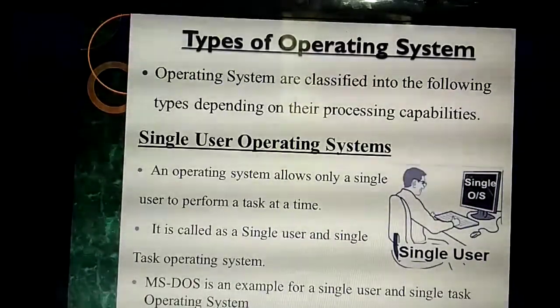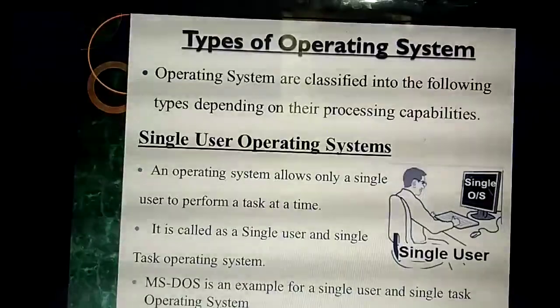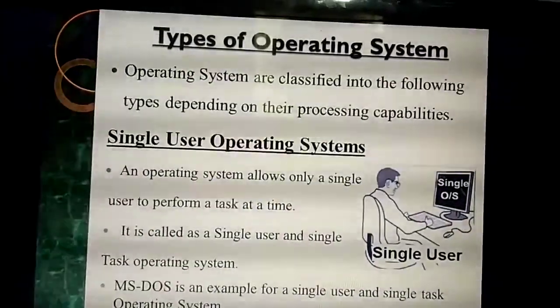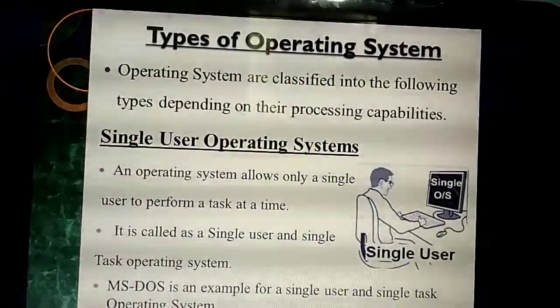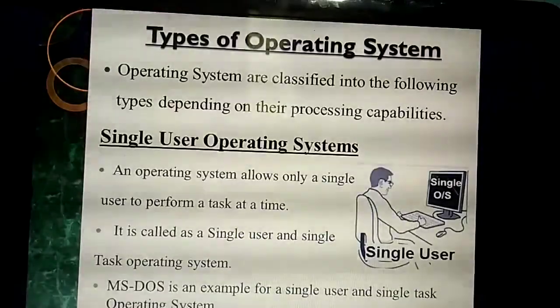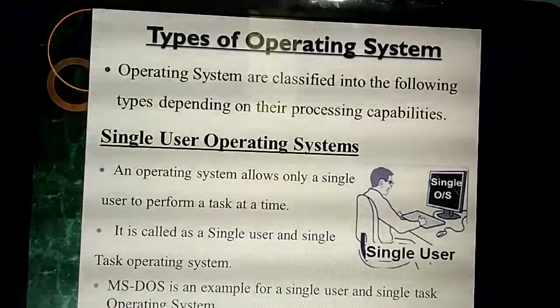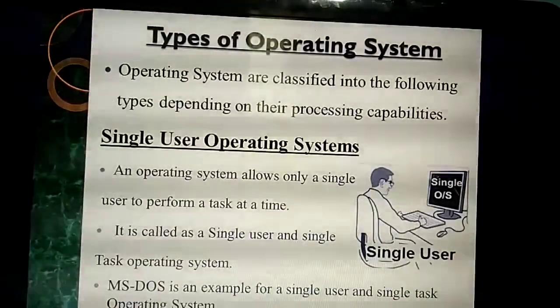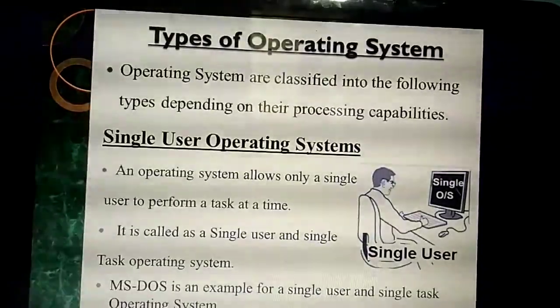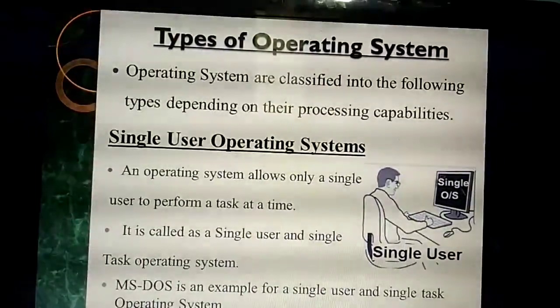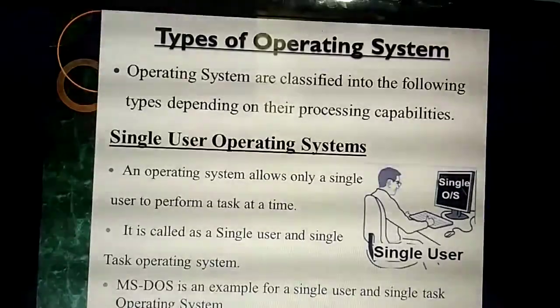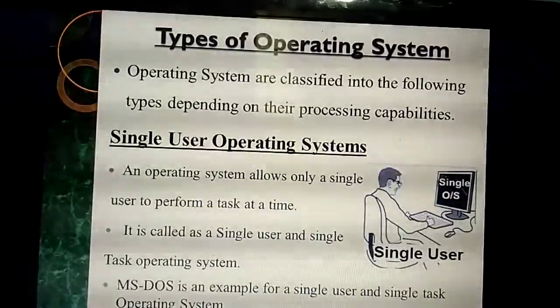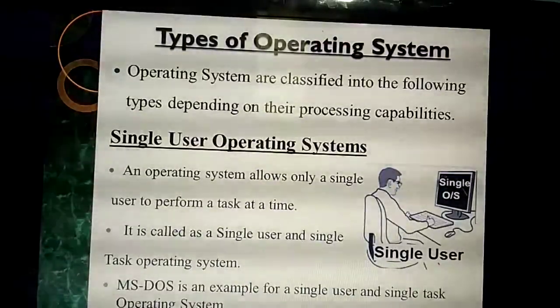That's the processing capabilities. What are processing capabilities? Bright students will get above 90, medium students will get above 75, and lower students will get below 40. That's your processing capability. Likewise, operating systems are also differentiated into types based on their processing capabilities.